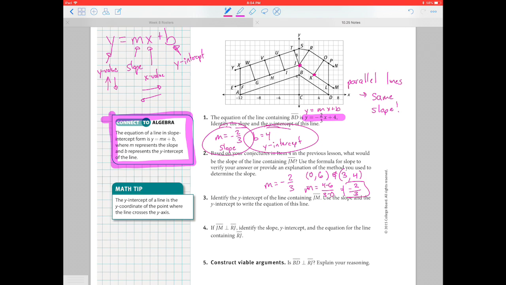We now want to identify the y-intercept of the line containing JM, and use the slope and the y-intercept to write the equation. So here we have to look at our y-axis and see where this line intersects it. That's that point right at J.